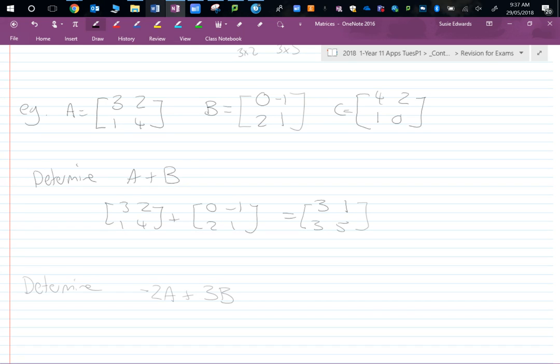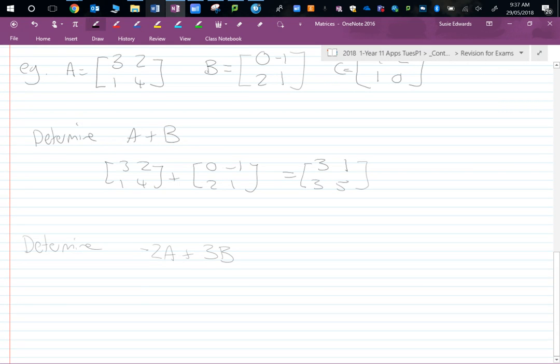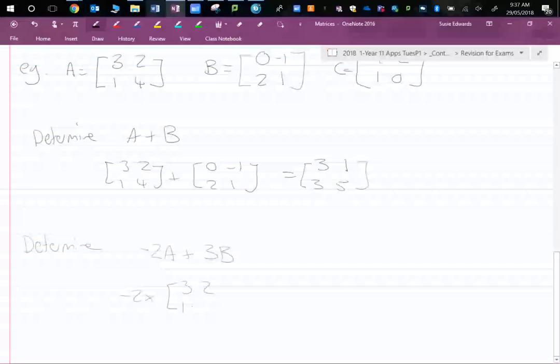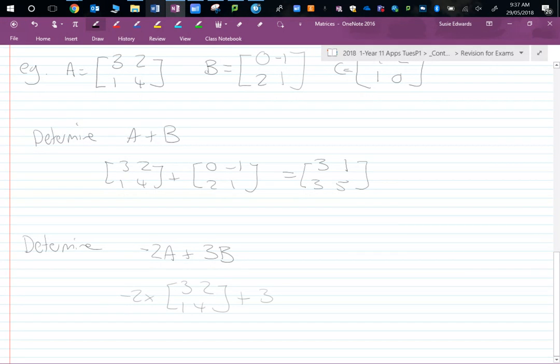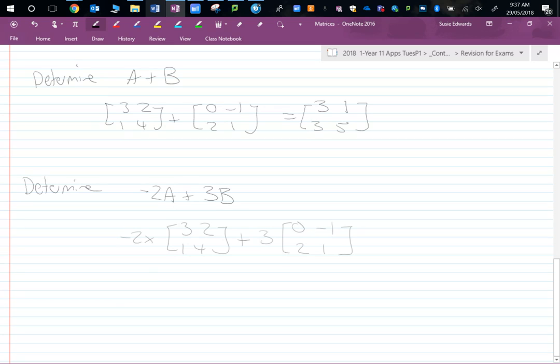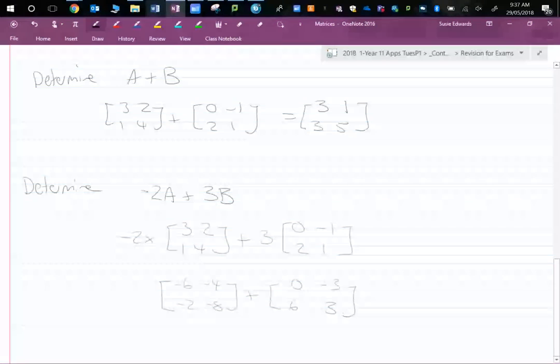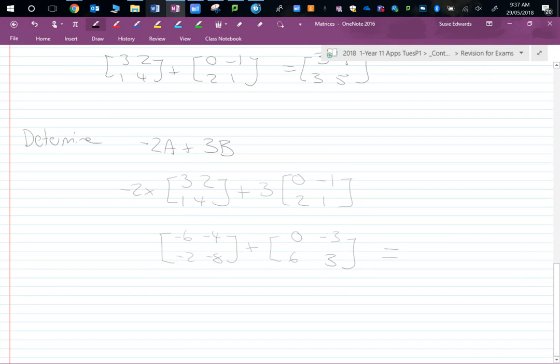PEMDAS, okay? So if we look at it, we've got to look at A and we've got to go, okay, so what we're saying is negative 2 times 3, 2, 1, 4 plus 3 times 0, negative 1, 2, and 1. So we end up having to rearrange them as we go. So you'd usually get a mark for this first one, negative 6, negative 4, negative 2, negative 8. That would give you a mark. Then we're saying plus 0, negative 3, 6, and 3. And then we have to add them together after that.